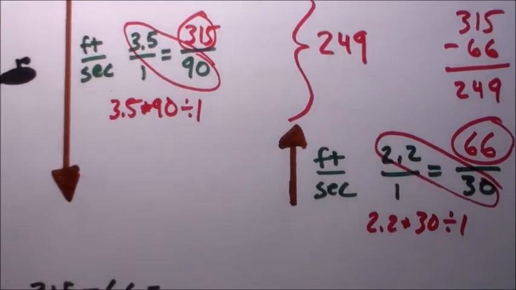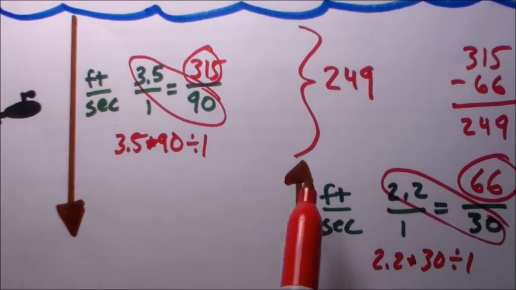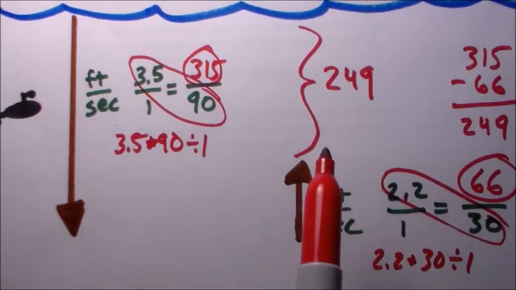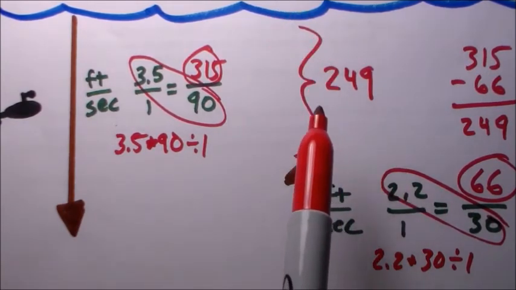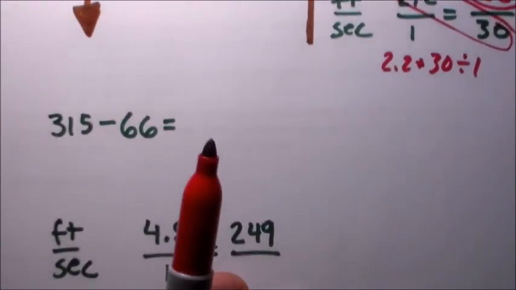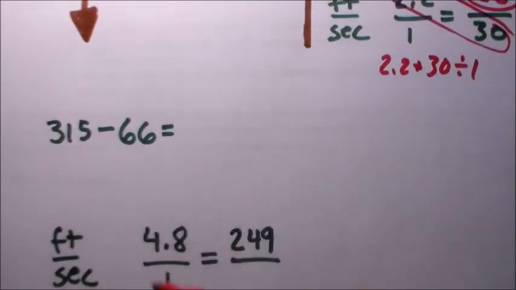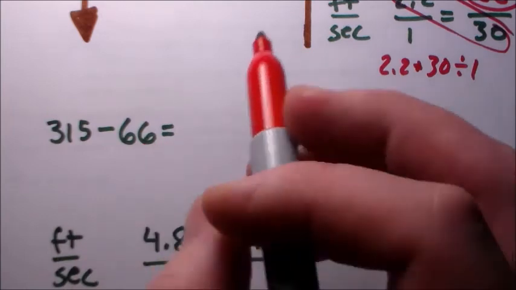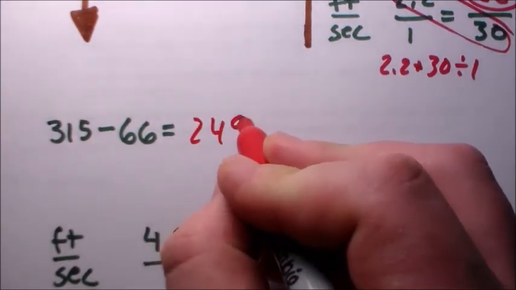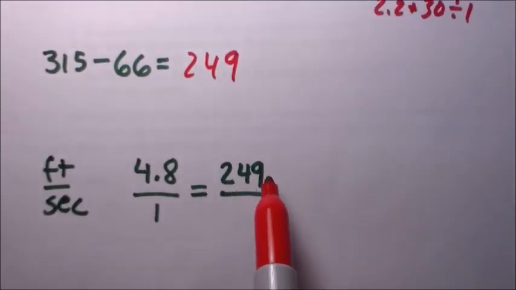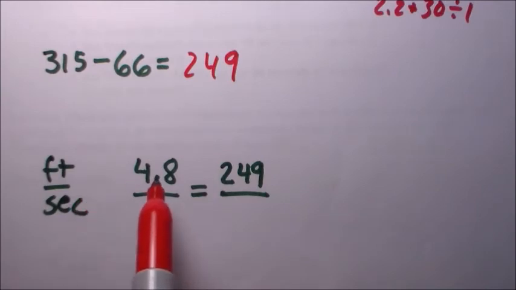I don't know if this is like a horror movie or something terrible happened and you have to really get back, or maybe you made a great discovery. I don't know, but you really want to go fast for that last 249 feet. Well, and we just did this. 315 minus 66 is 249. So you want to go in that last 249 feet. You want to go super quick. You want to go 4.8 feet per second.